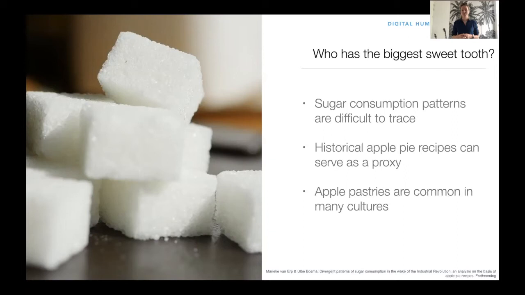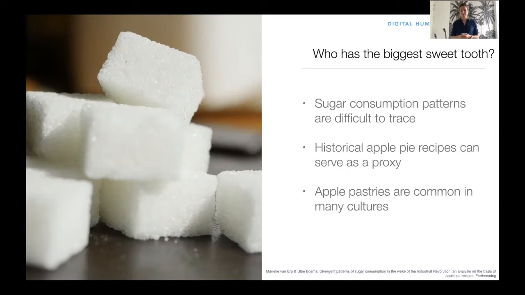One of the things that is interesting is what people ate. Now that is interesting from a dietary perspective, from a health perspective. But it's very difficult to trace these. So traditionally, socioeconomic historians have data about how much sugar was imported or exported. But we don't know how much people actually ate. We can't go to people's household and look in their cabinet or in their shopping cart and see how much sugar they bought, right? Or throw them in a lab and measure everything they do. So we are thinking that we could use historical apple pie recipes as a proxy.